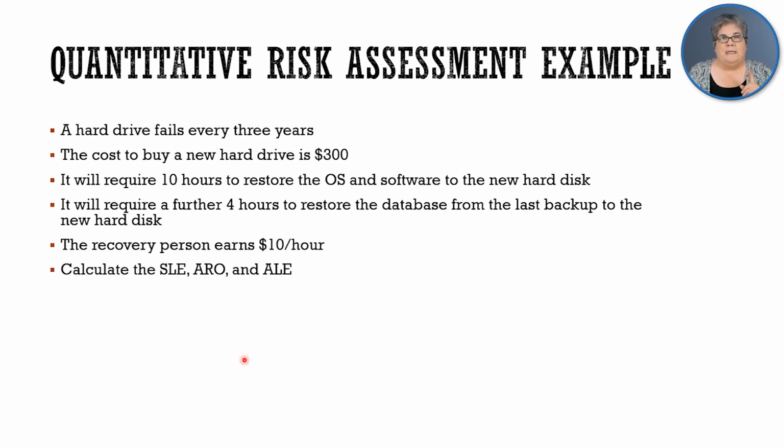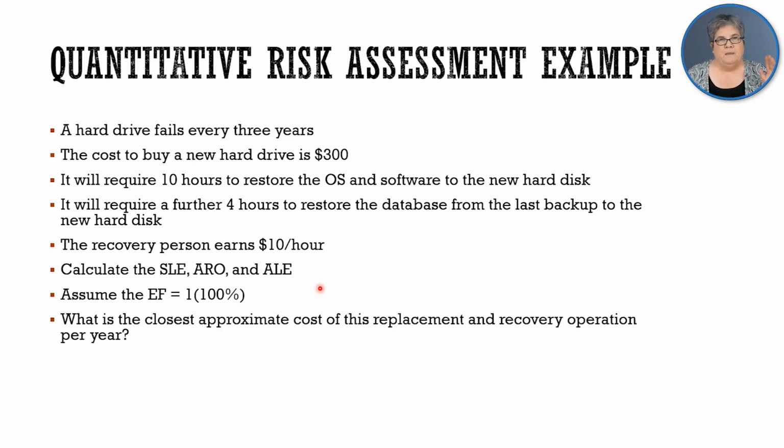You need to calculate the single loss expectancy, the annual rate of occurrence, and the annual loss expectancy. Okay, let's do that. Let's assume that the exposure factor is 100%. You lose the drive, there ain't nothing to recover. What's the closest approximate cost of the replacement and recovery operation per year? Now, of course, this hard drive fails every 3 years, so let's figure out a single loss expectancy, and then we've got to split it across 3 years, divide it by 3.